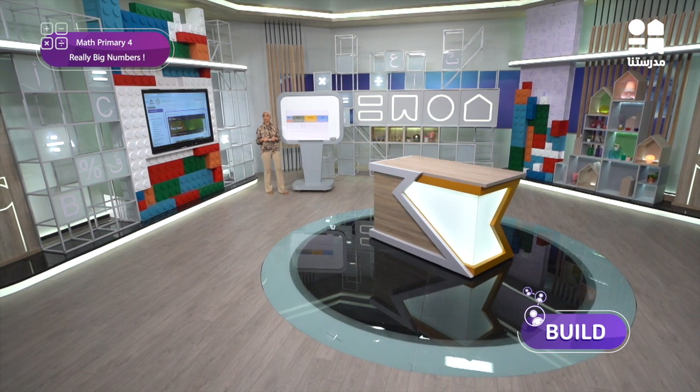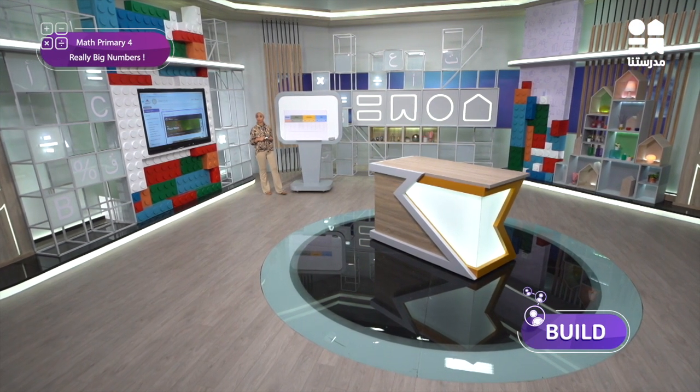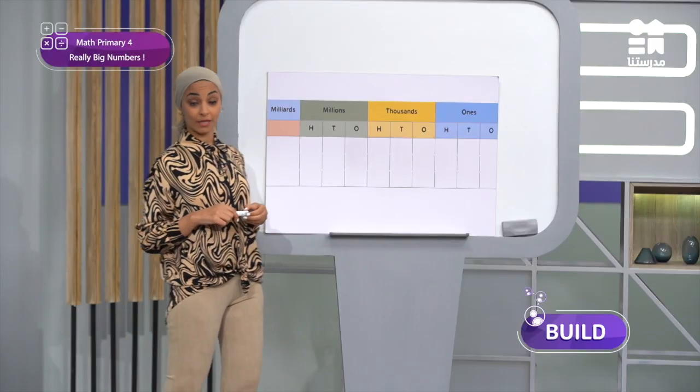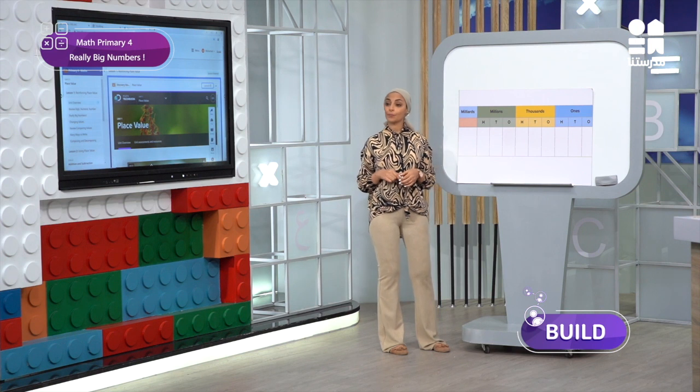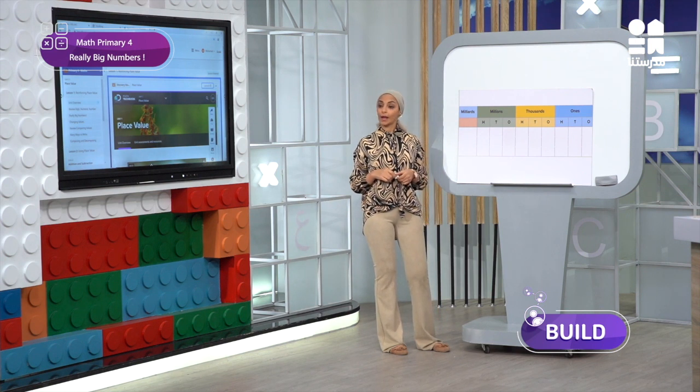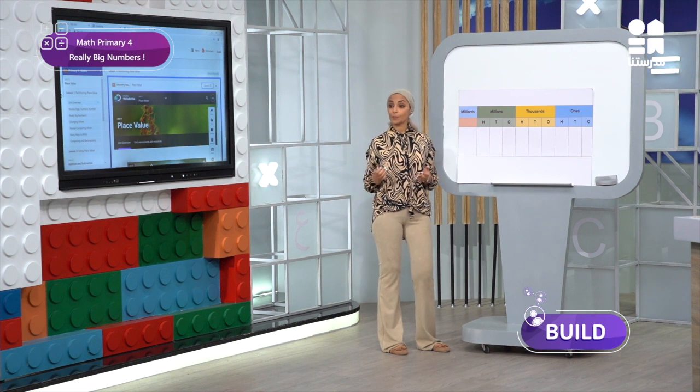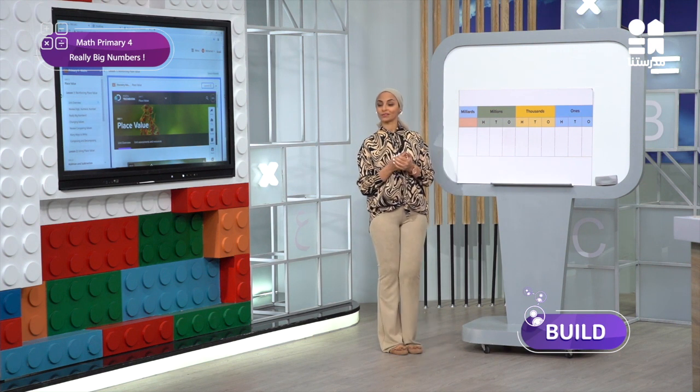Now, can you think of things that can be represented by numbers in the millions or milliards periods? Yes, think of any number. For example, millions of people live in Cairo, right? And milliards of people live in the whole world, right?